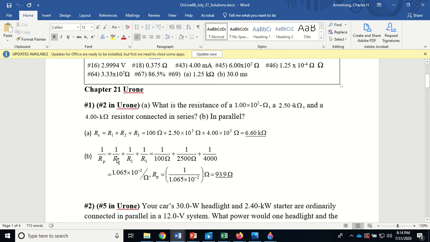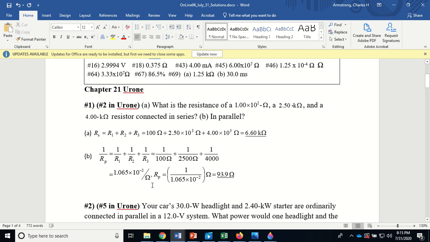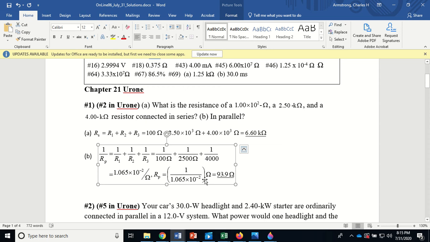Now in parallel, we've got to do the 1 over thing. So you've got 1 over 100 plus 1 over 2500 plus 1 over 4000, and then what do you get? You get this number. But we've got to take 1 over that number. So R parallel, there should be a break right there. This is a separate thing, right here. I don't know why I can't get it to work.